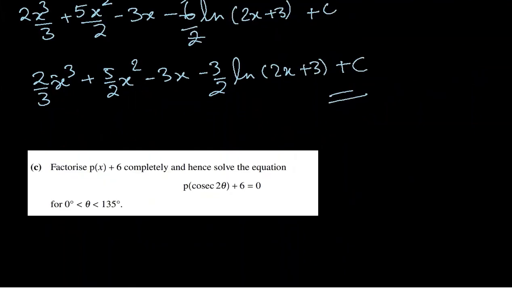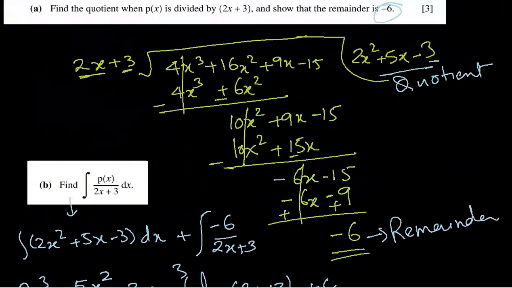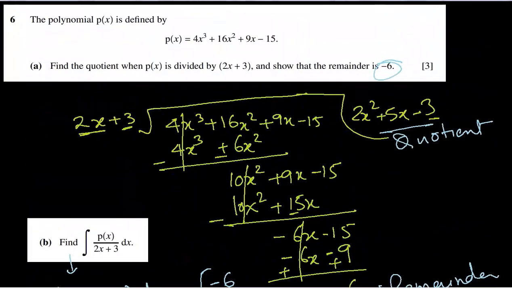What's next? Factorize px plus 6 completely and hence solve the equation. So I need px first. So this is the px which I'll copy. Here it is. This is px. So we are going to add 6 to this, px plus 6, and we have to factorize this. Okay. So what does this become? 4x cubed plus 16x squared plus 9x minus 9.